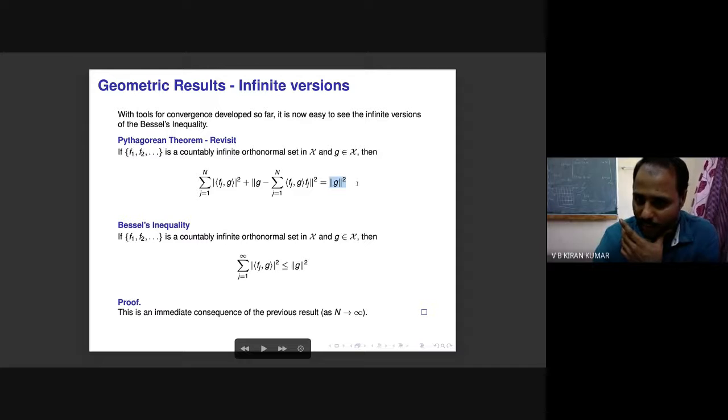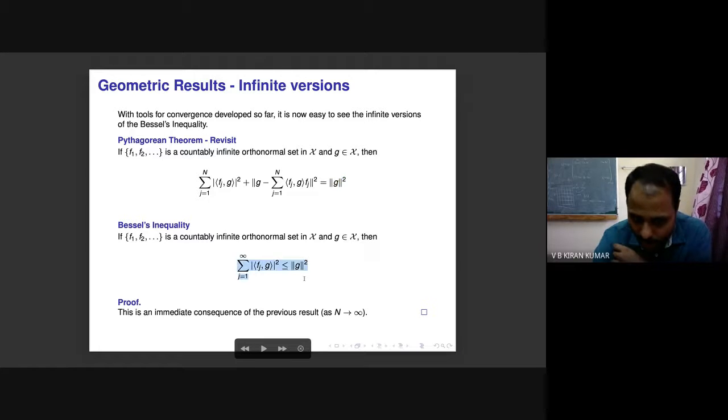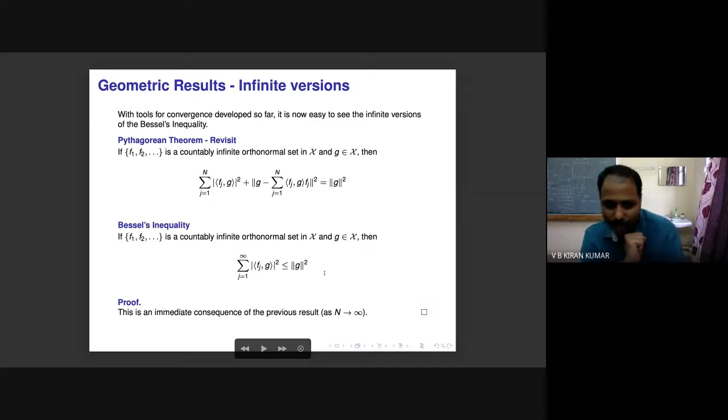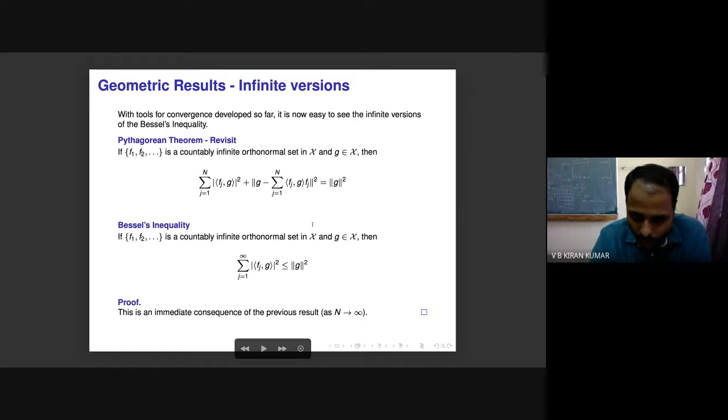Okay. Now, since it is true for every N, you let N tend to infinity. The right hand side is independent of N. Therefore, you get the very important inequality. This is known as Bessel's inequality. If F1, F2, etc. is a countably infinite orthonormal set in X and G is an arbitrary element, you have this. See, this tells you something more. What does it tell you? The right hand side is norm G square, which is finite. So the left hand side should be finite. That means this sequence of inner products with Fj is a small l2 sequence, isn't it?